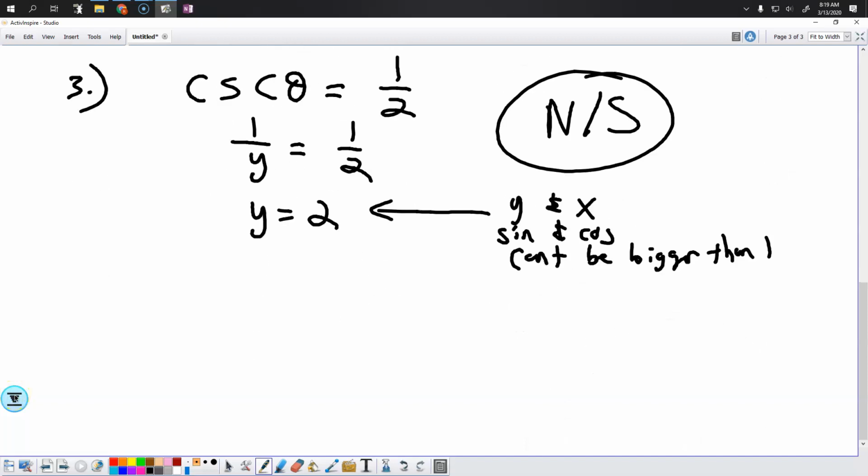So the y and the x value can't be bigger than 1 because the sine and cosine can't be bigger than 1. All right. Let's do another one here.